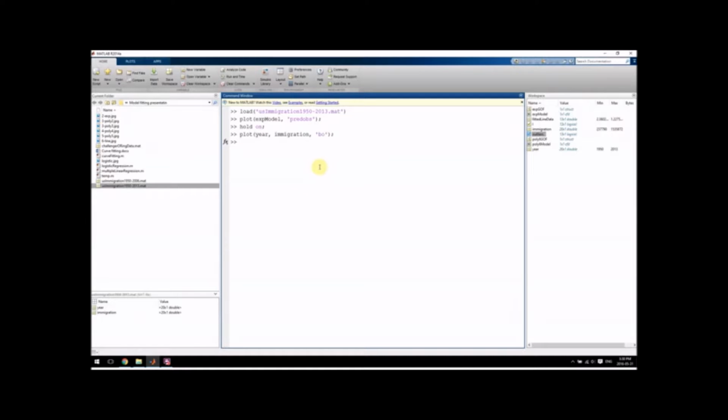So first I'll point out that all the stuff we just did on that immigration is in the curvefitting.m file that you can download and take a look at later and work through if you'd like.